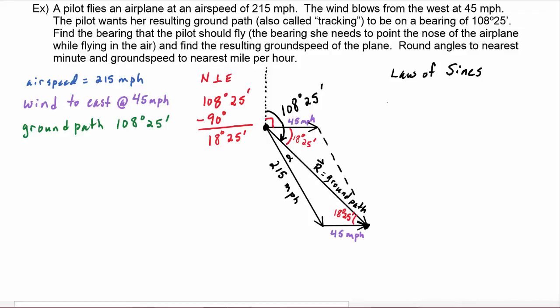Now, using law of sines with only one known angle means the ambiguous case. However, alpha is opposite the side whose length is 45, and we already know that the 18 degrees 25 minutes is opposite a larger side of 215. So since the 18 degrees 25 minutes is acute, we know alpha will be even smaller, and so it is guaranteed that alpha will be acute. So we can use law of sines without worrying about the ambiguous case.